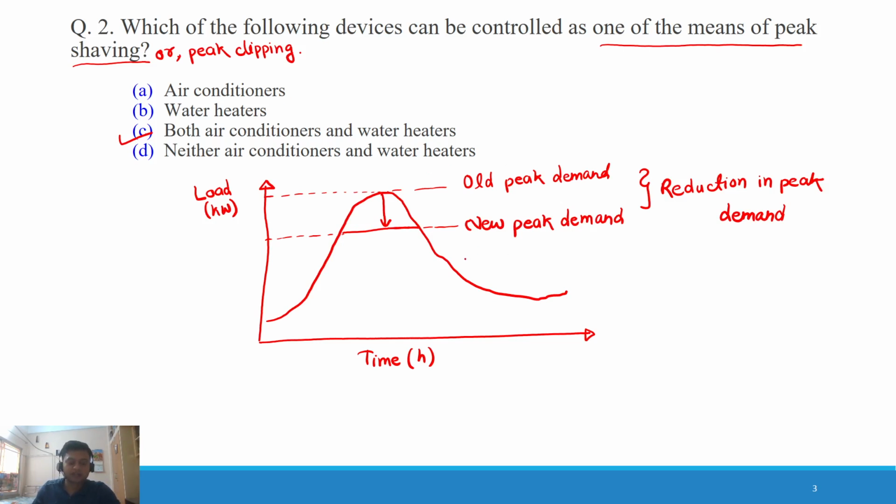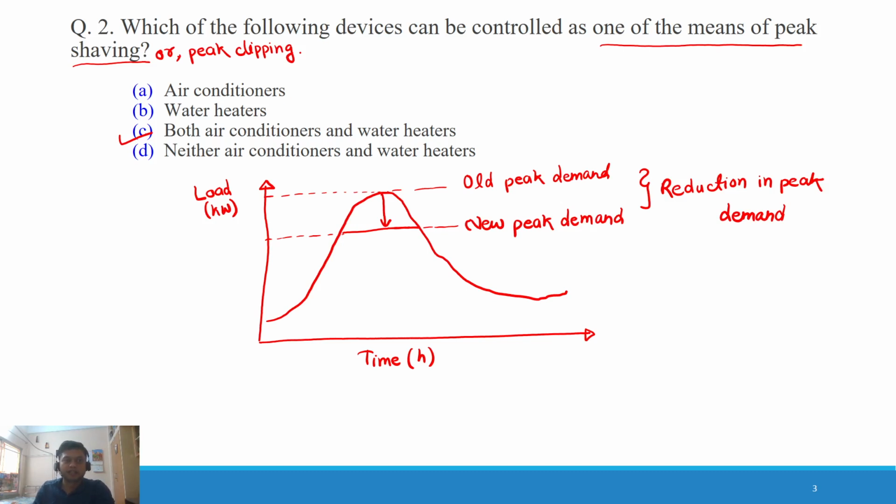And if we are reducing the peak demand, suppose we need some additional generation capacity to fulfill that peak demand, and if we reduce that peak demand there is no need of that. So this also defers the need of additional generation capacity. So this is the advantage of doing peak saving or peak clipping, that we do not need any new generation capacity to fulfill the power demand at peak hours.